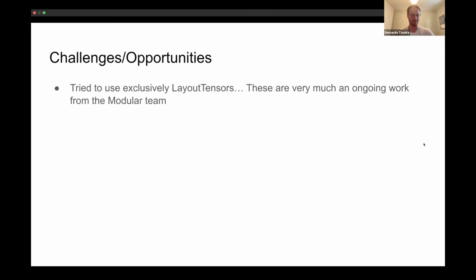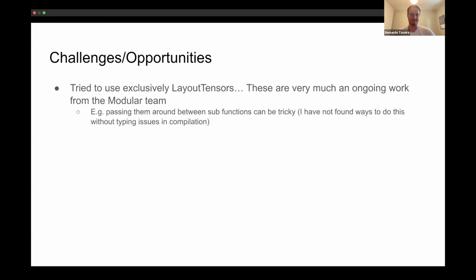So first of all, I try to exclusively use layout tensors. That maybe was the reason why it took so long as well. I think it's very ongoing work and very few examples cause a lot of problems. Sometimes, for example, passing around between sub-functions inside the GPU kernel is tricky. I have not found a way to do it yet. I would love to have help on that if someone wants to help, because I always get compiler typing issues between the functions.